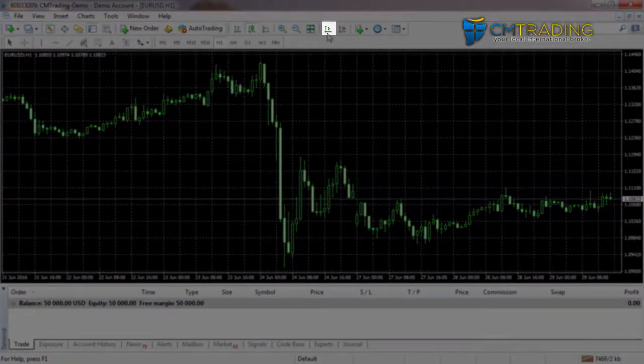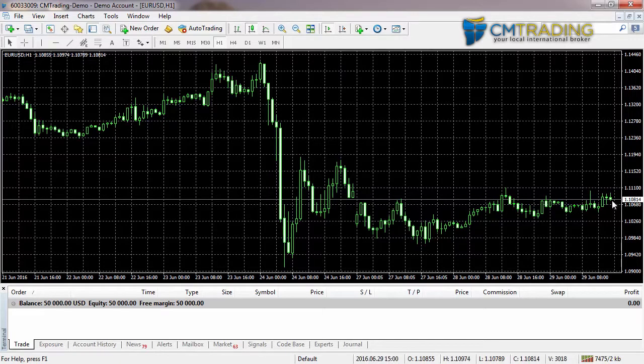The next button is the auto scroll. When this is selected, it will automatically scroll the chart so the area on the right hand side is the most recent. Now this is useful to make sure that you're looking at the chart in real time and you're not accidentally analyzing information that's already several months old.